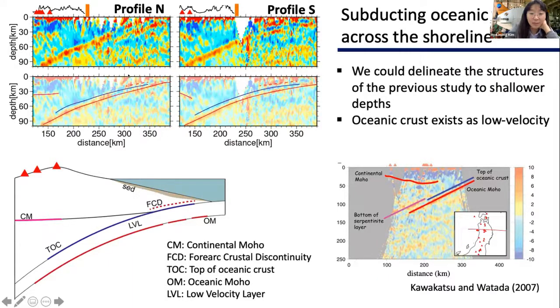Also, we see some shallower structural discontinuities, which we named the 4R crustal discontinuity, which seem to have a correlation or relation with other study discussing the offshore northeast Japan.